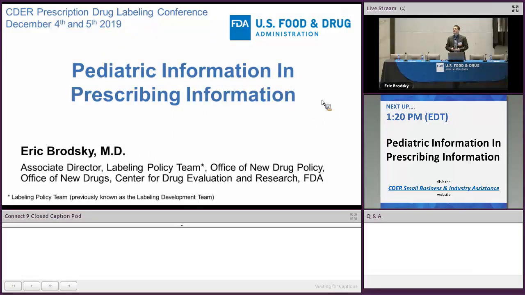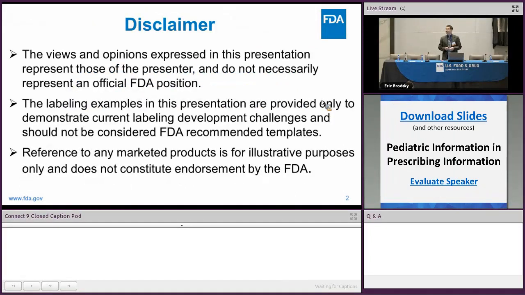So today's session is about pediatric use information in labeling. And specifically, here's my disclaimer. It's a similar disclaimer as before, and the examples I'm providing in this session may not include all the recommended and required information in labeling for presentation purposes.